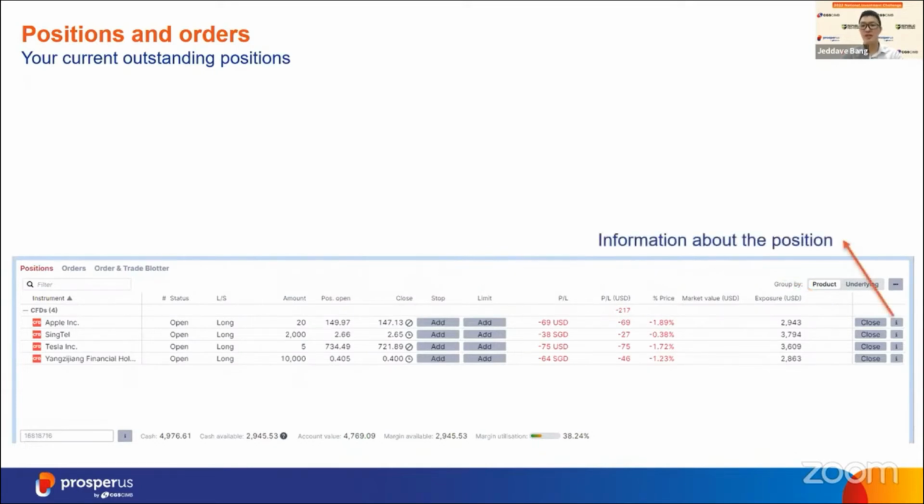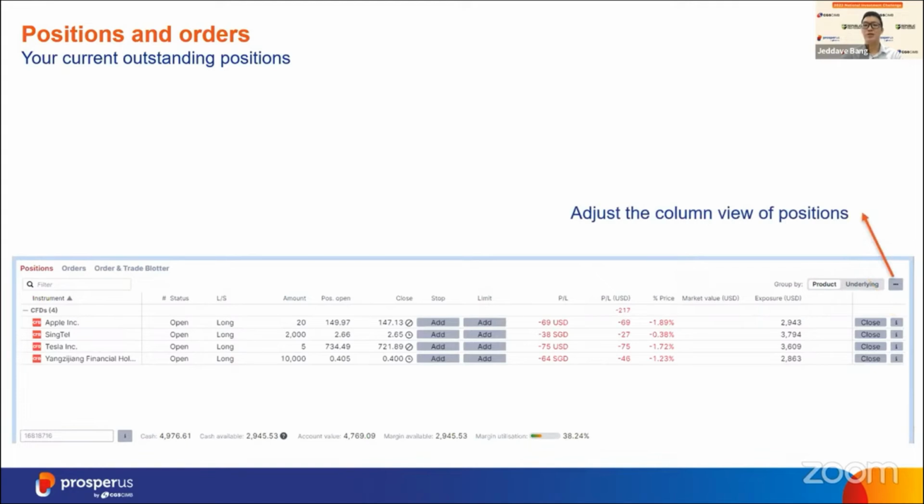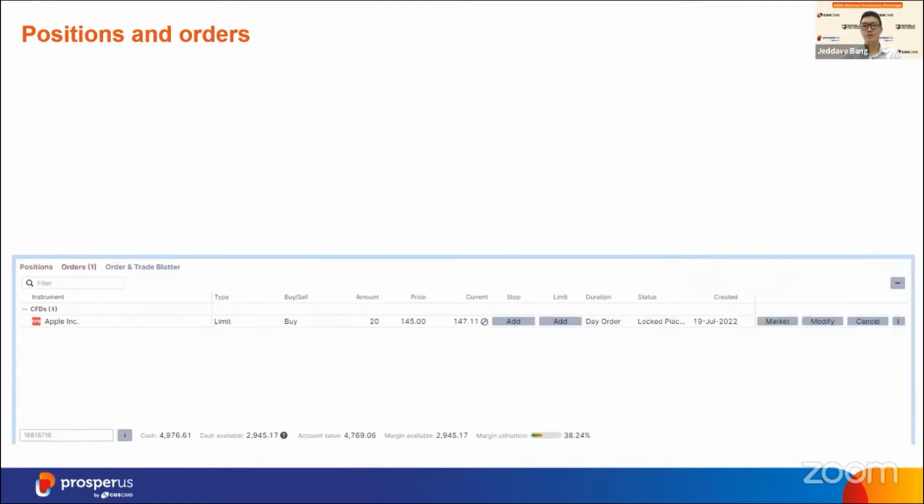Okay. Next is when you want to see information about the position that you currently have. For instance, you want to see the cost that you have paid, or the exchange rates you have been quoted. For example, if you're trading a Singapore market share with USD, you can see the exchange rates that you have taken up here as well, or under the I. All right. Then next, you can adjust the column view of the positions.